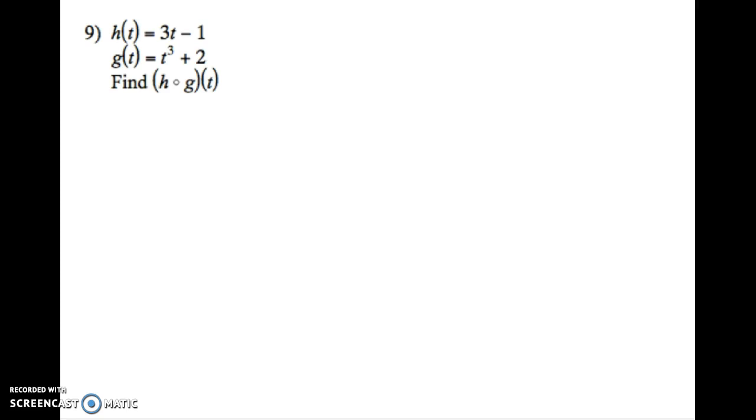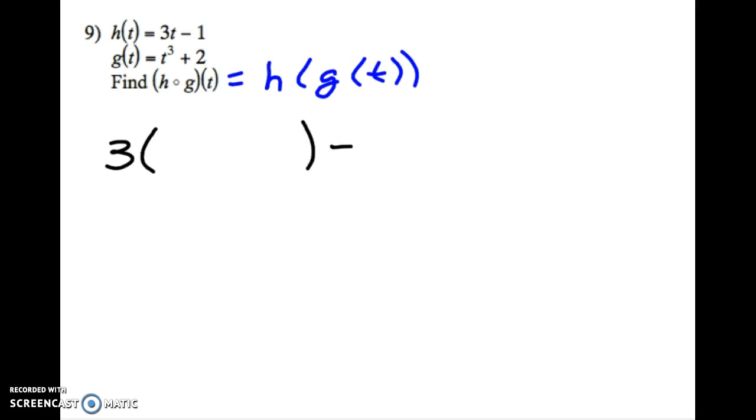In the next example, once again, they've used the open circle notation. So if we take a second and rewrite it, we see that the g of t is going inside in place of the t in the h equation. So we're going to start with the h equation. We got the 3. When we get to the variable t, we leave the parentheses, put the minus 1. Now we're going to insert the g of t into the parentheses.